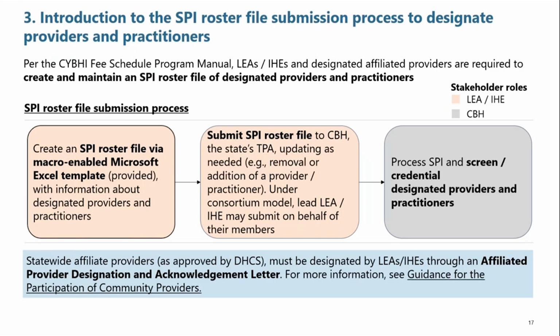First, an LEA or IHE will create the SPI roster using the macro-enabled Excel template provided by Carillon Behavioral Health, CBH, the state's third-party administrator. The file must include required information such as the practitioner's NPI, license type, and Medi-Cal enrollment status. Then, the LEA or IHE will submit the SPI file to Carillon Behavioral Health. Files should be updated and resubmitted as needed, such as when a provider is added or removed.